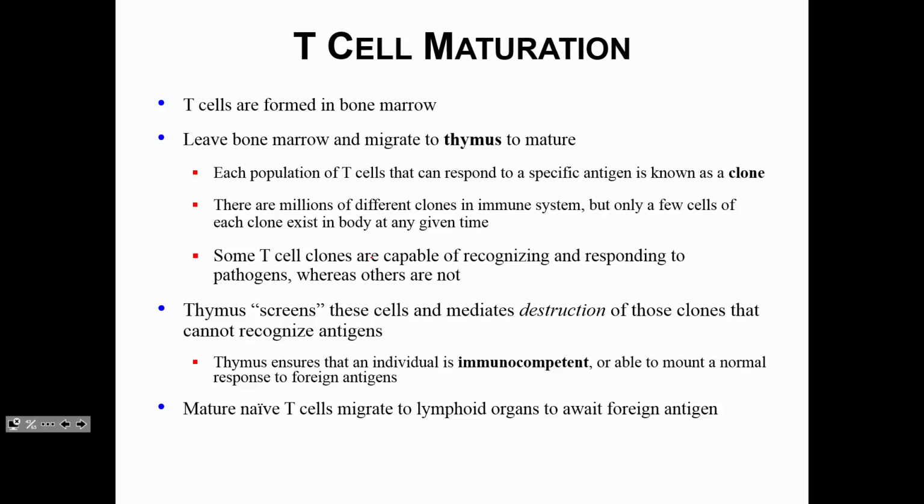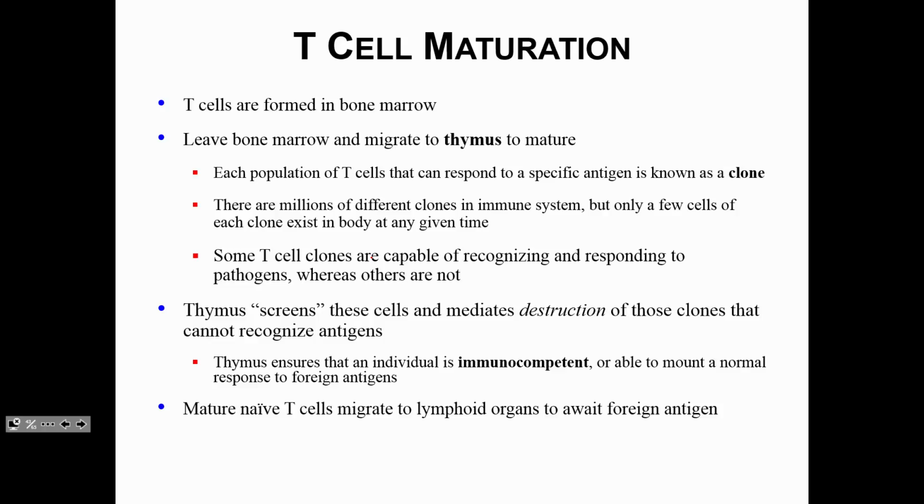Now, each population of T cells that can respond to an antigen is called a clone. There are millions of different clones in the immune system, but only a few cells of each clone exist in the body at a given time. Some T cell clones can recognize and respond to pathogens, and others cannot. What the thymus does is it screens the cells, and it helps mediate the destruction of clones that cannot recognize antigens. So if these T cell clones cannot recognize antigens, they're destroyed. Okay, the thymus is responsible for screening. It basically gives them a test.